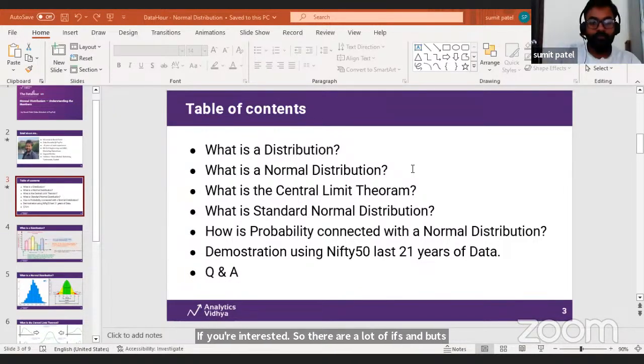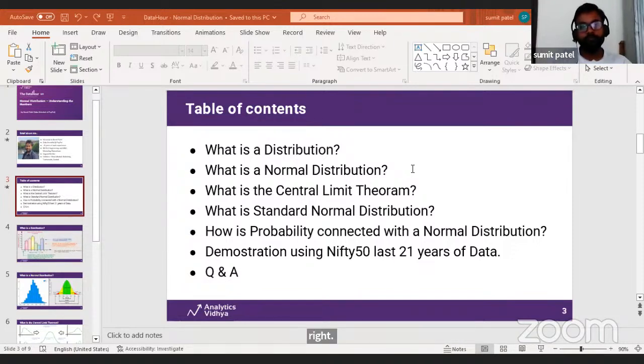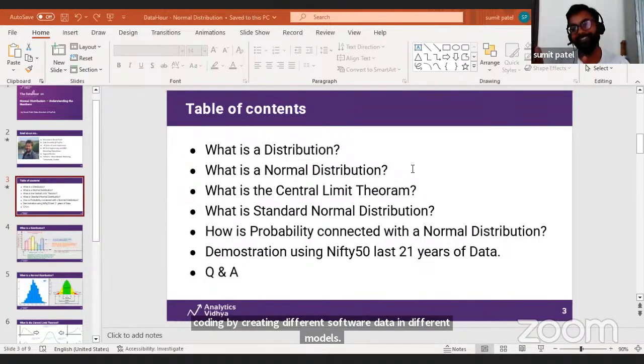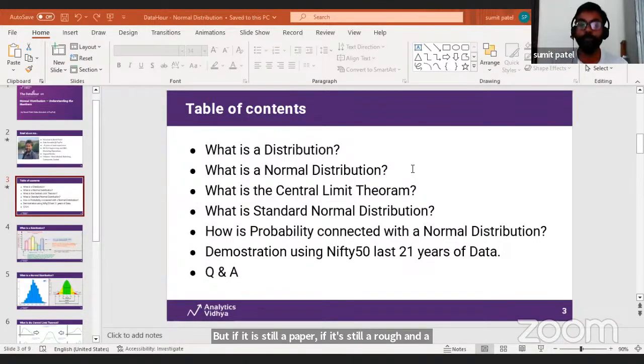Basically, no, it's not a no-go for a tech person. It is a go. Data science and machine learning is a field where tech people do prevail, I would say. Once you strategize something, you always need to do it, and you do it by coding, by creating different software, creating different models. But if it is still a rough paper plan in the back of your head and you're not able to apply it, then that's a little bit difficult.